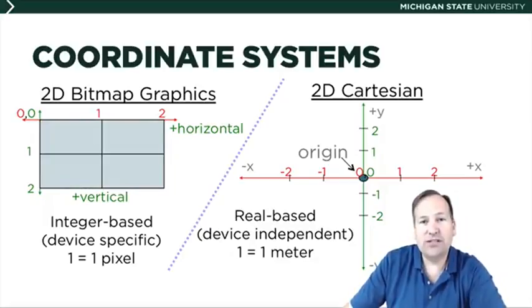In this coordinate system, rather than talking about pixels, we're often talking about a unit of measurement. So 1 might mean 1 meter, like it does in Unity, or it could be 1 mile, or it could be 1 inch or 1 centimeter. But like I said, in Unity, we typically work in meters as our unit of measurement.